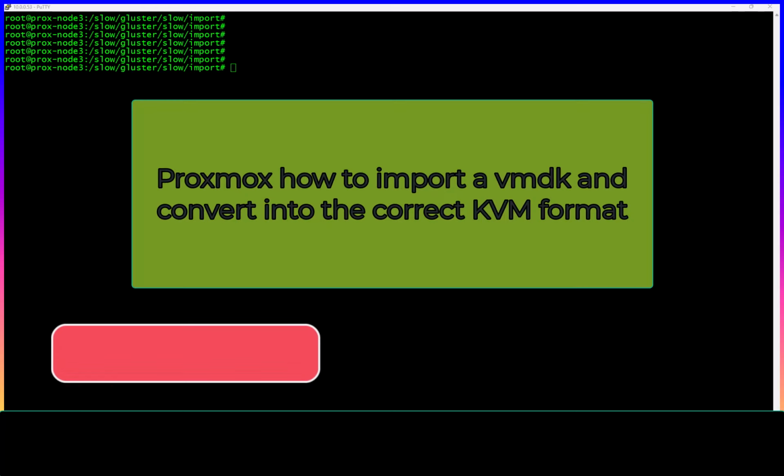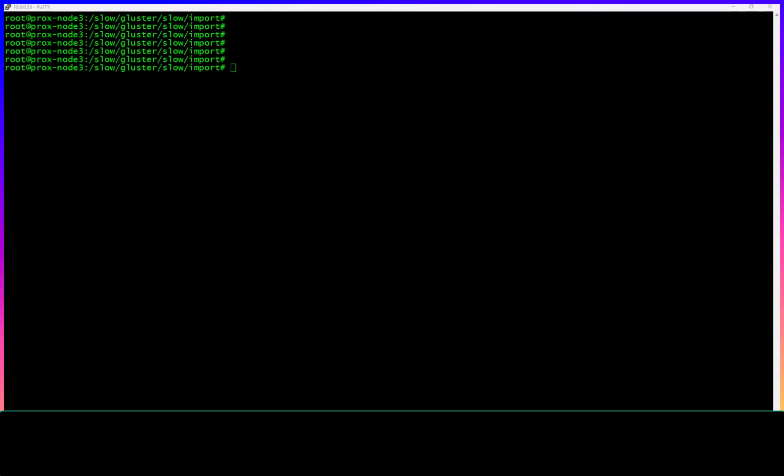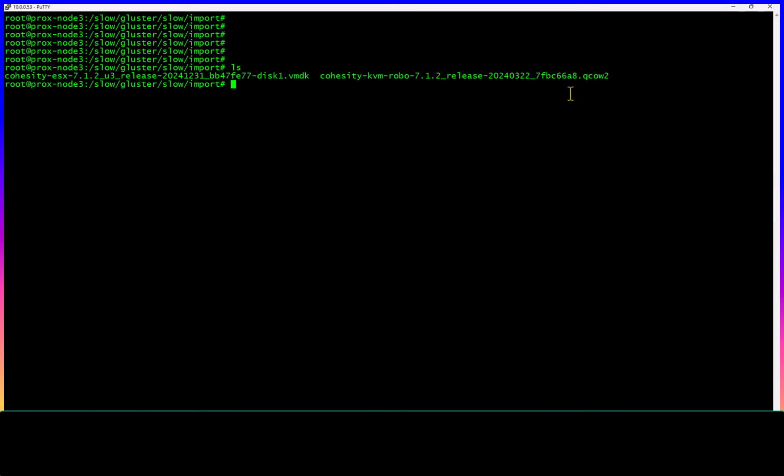Alright, so I have a VMDK that I wanted to import into Proxmox, so I'm going to attempt to convert it over. I used WinSCP to copy it over. As you can see here, I have my VMDK and a QCOW2 from another video that I used.